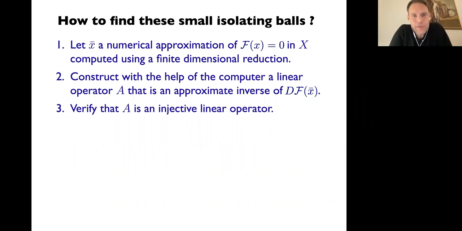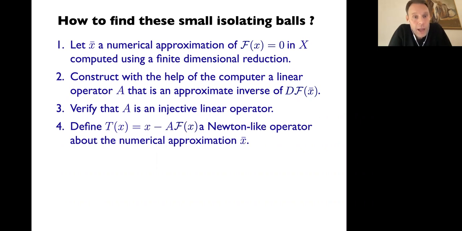And then after that, we verify that A is an injective linear operator. Why? Because we want to define the Newton-like operator. And if A is injective, then the zeros of f, which are providing us the interesting solution that we want, are in one-to-one correspondence with the fixed points of T, provided A is injective.